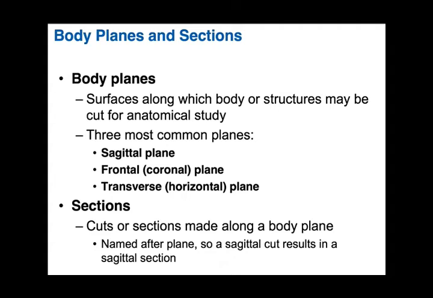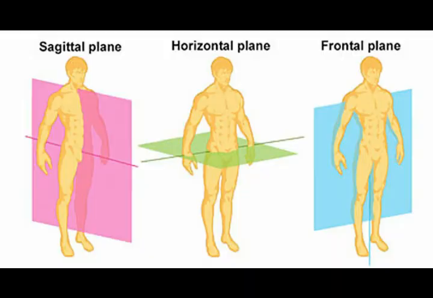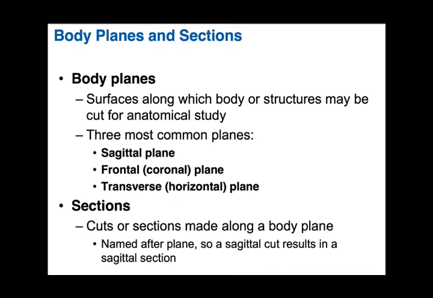And sections are further cuts made along the body plane. So it is clearly understandable that all the sections will be named after the plane into which they are cut. As we can see, a sagittal cut results in a sagittal section.